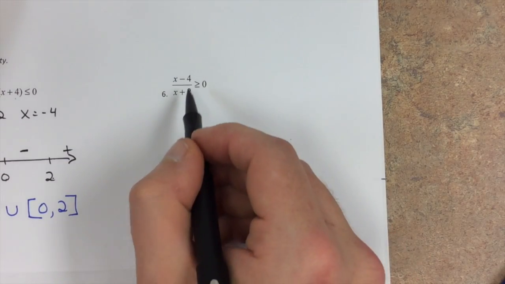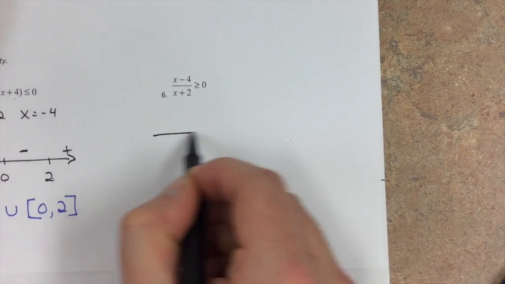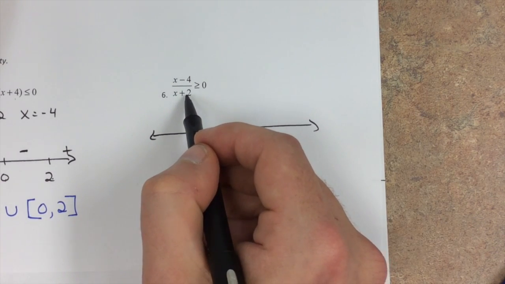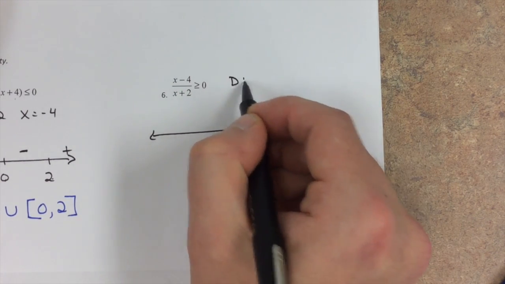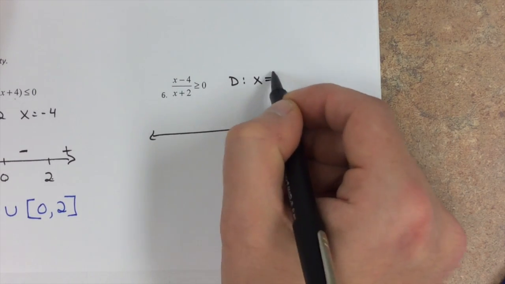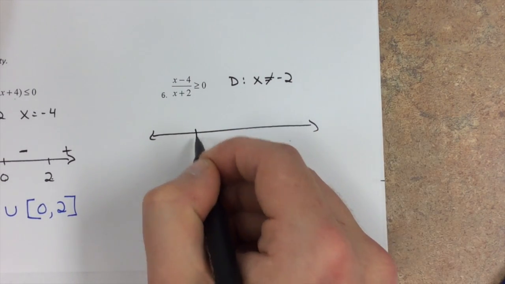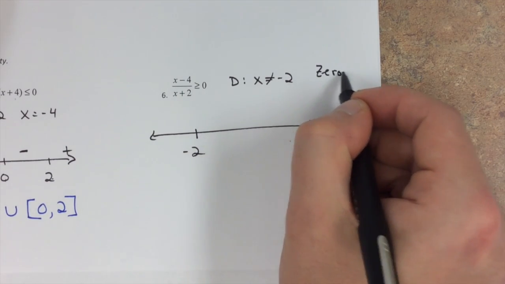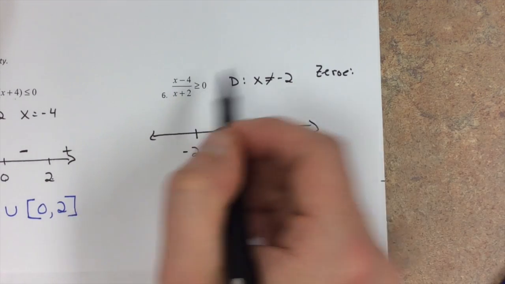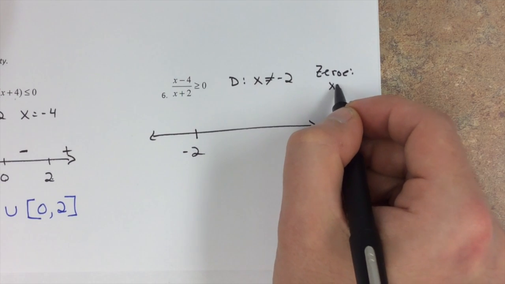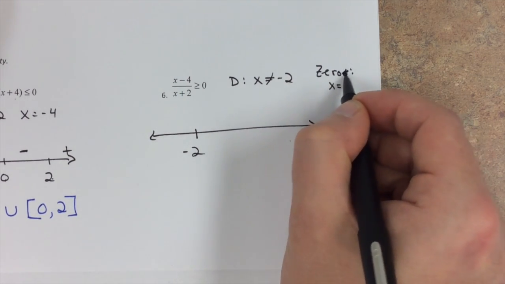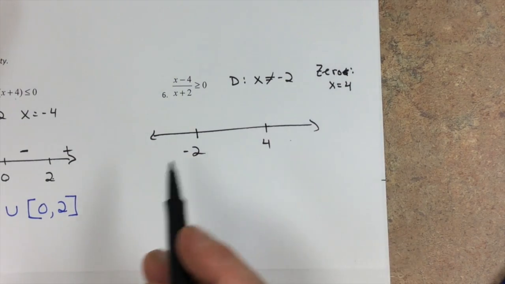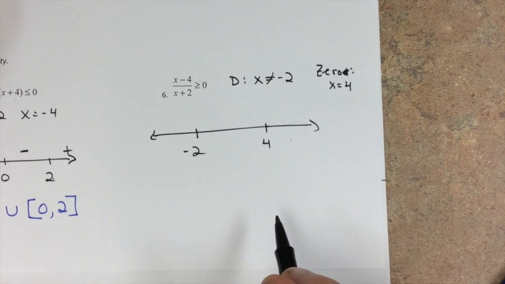How do I find what makes this 0 and what this can't be? So I have my domain is x cannot equal -2. Put that on the number line. I have a 0 at x minus 4, so x equals 4. Put that on my number line. I have all the information that I need.